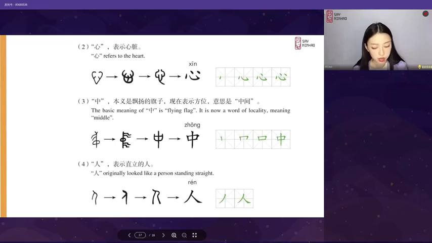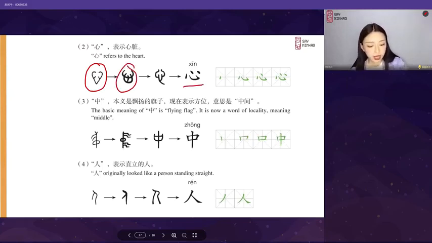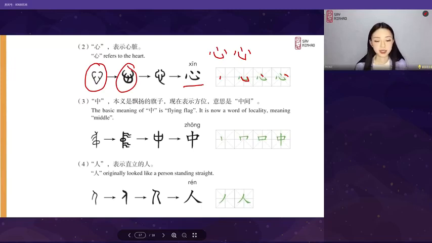Okay, next one is 心. We just saw it when we were learning 卧钩, lying hook. So we can see originally it just looked like a heart. This looked more like a heart. And nowadays we write it like this, 心. The direction of writing it is first a dot, and then a lying hook, 卧钩, and then another dot in the middle, and another dot on the right. Try to write it with me. Dot, lying hook, dot, dot. This is heart. Really easy one.